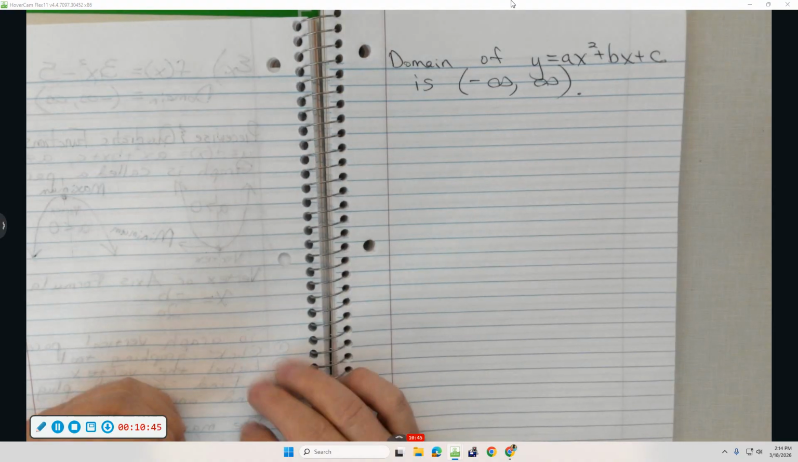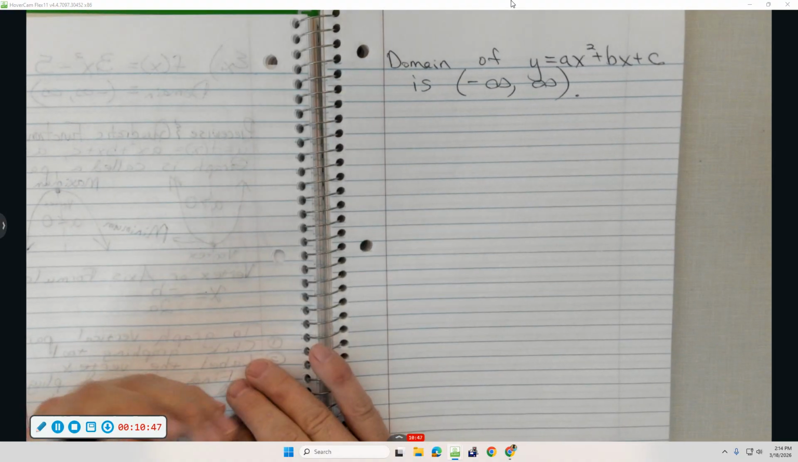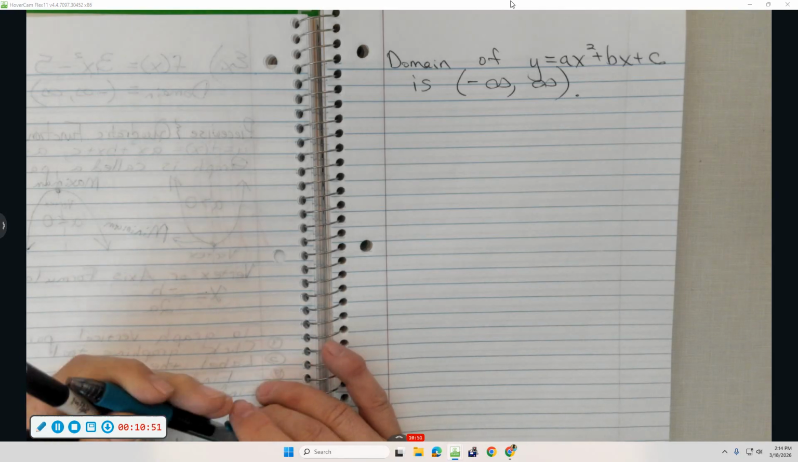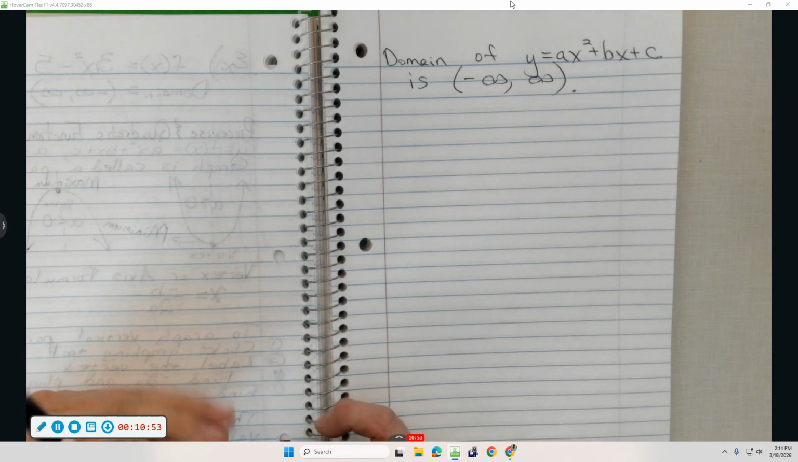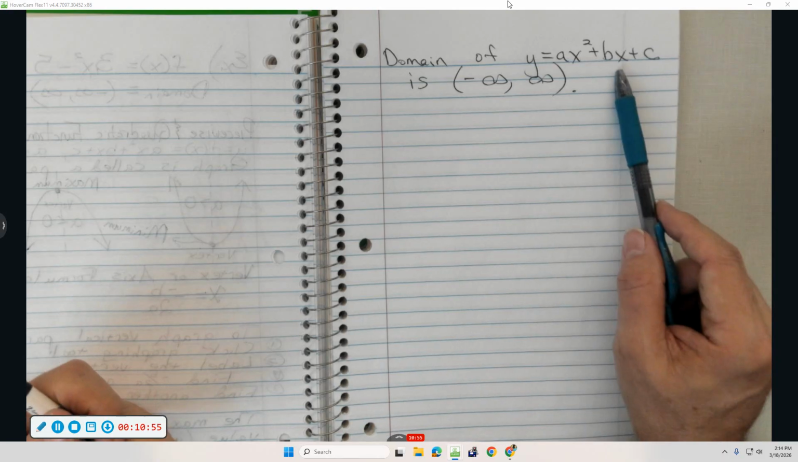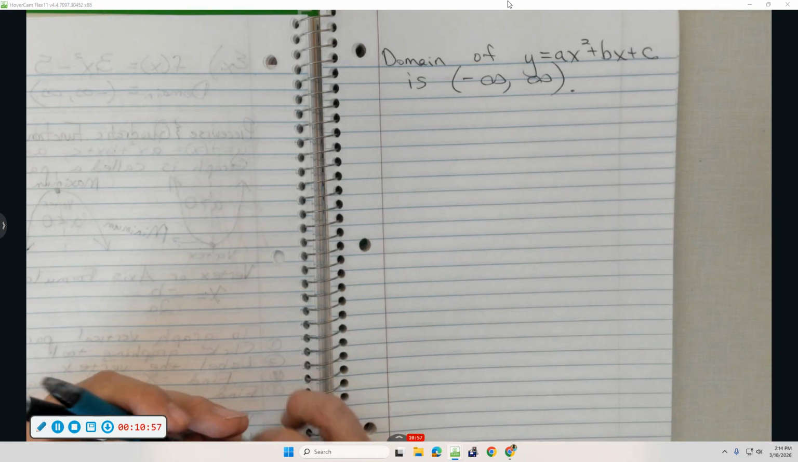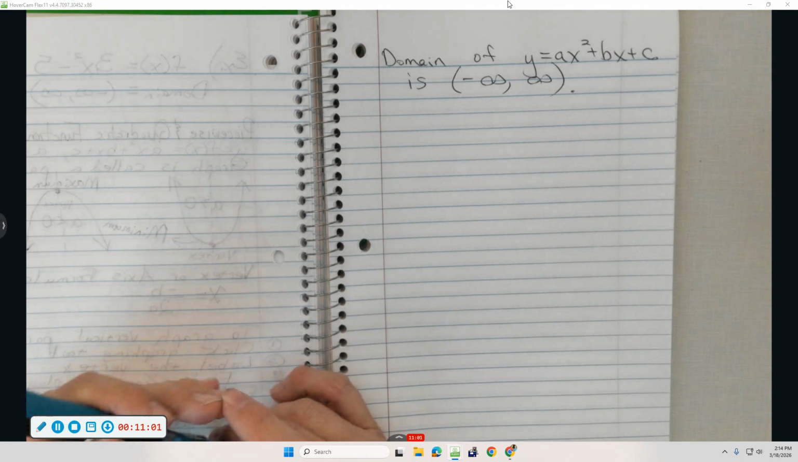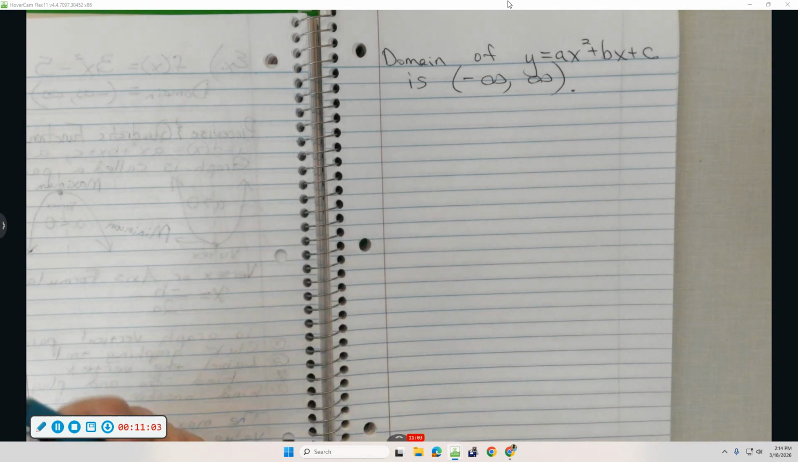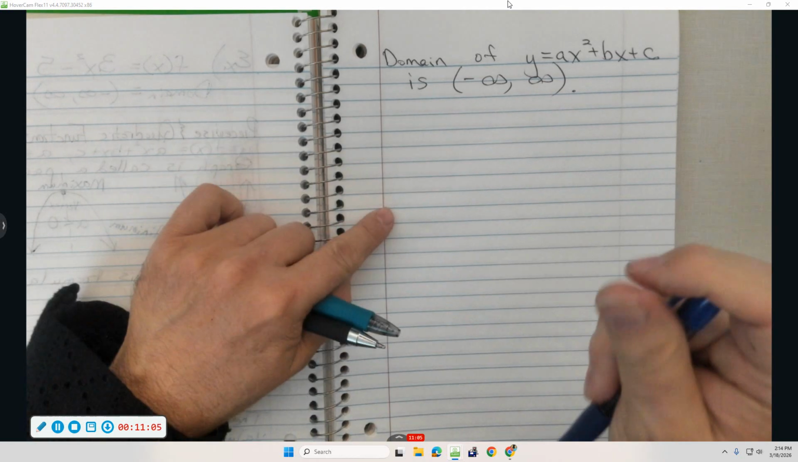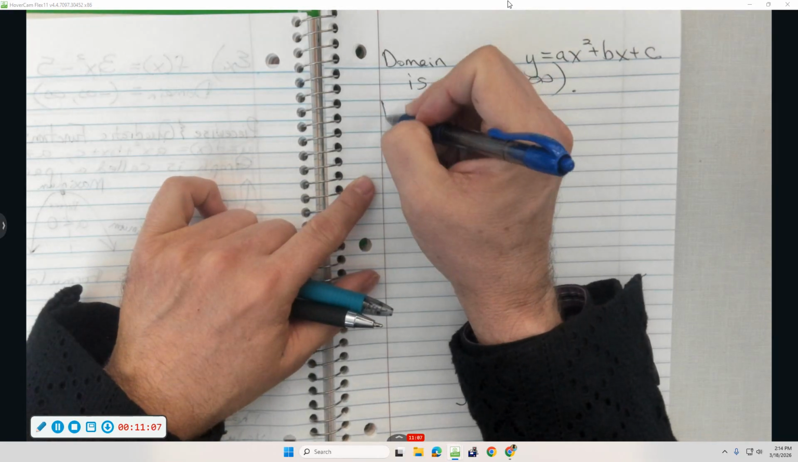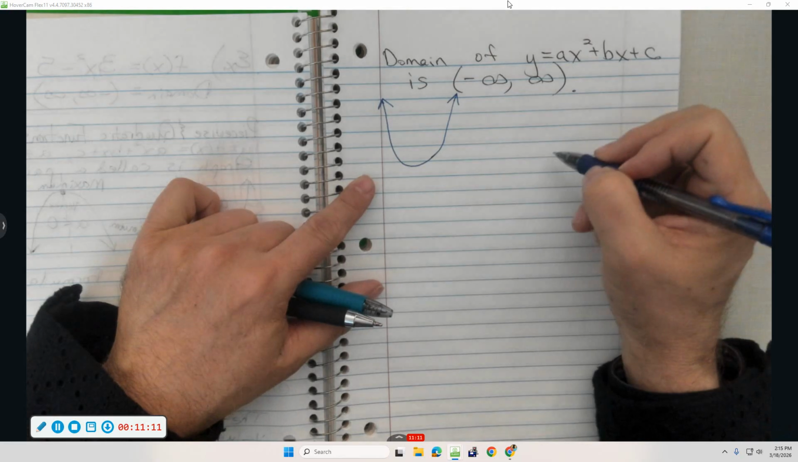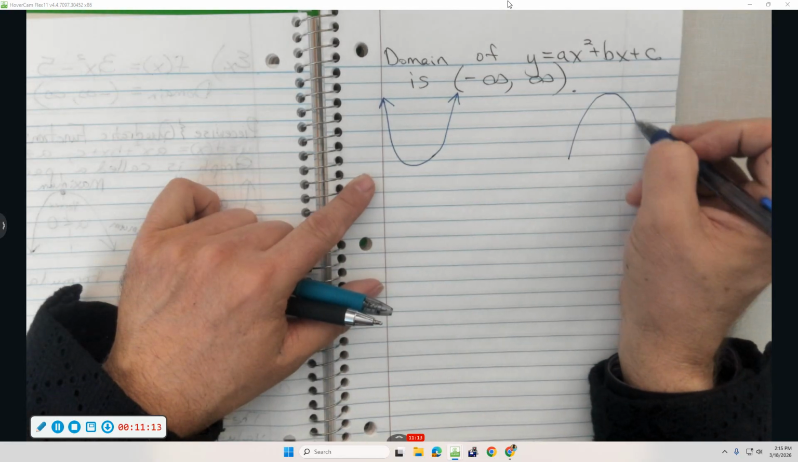So when we're analyzing these quadratic functions, they'll ask you what's the domain. Well, it doesn't matter what the problem says. If it's a quadratic function, the domain is going to be all real numbers. Now for the range, that takes a little bit more effort. Let's look at the two possibilities. You can either have a parabola opening upward or downward.